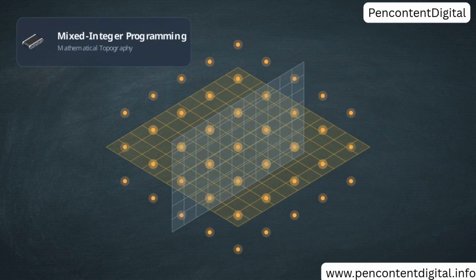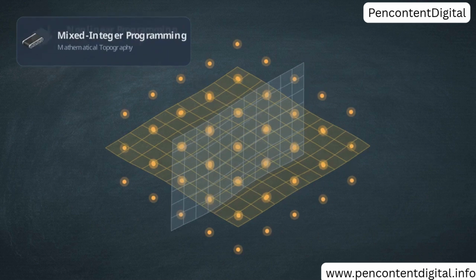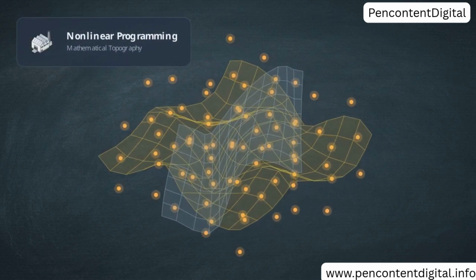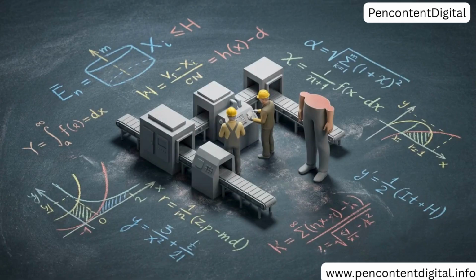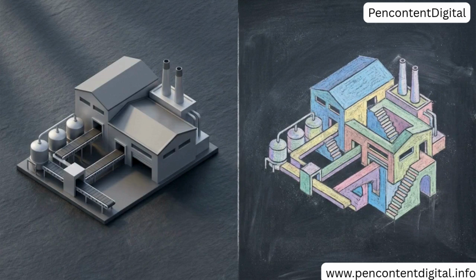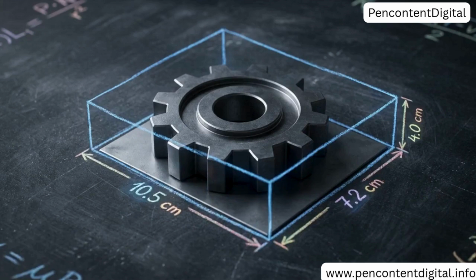Mixed integer programming generates a hybrid space where smooth planes intersect directly with distinct coordinates. For quadratic relationships, nonlinear programming warps the topography into complex, curved surfaces. An analyst's first critical choice is selecting the correct topography for the software engine to navigate. Applying a continuous linear algorithm to a discrete integer problem yields useless answers, like instructing a factory to assign exactly 2.4 workers to a shift. Choosing the wrong topography forces the solver to optimize a reality that does not actually exist.